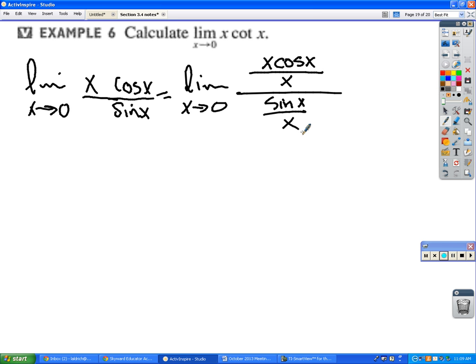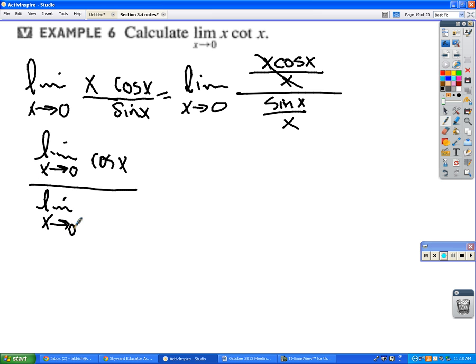Okay, so what can I do now on top? Take out an x. I can cancel the x, okay? And then one of the things that we learned about limits is that the limit of the quotient is the quotient of the limits. In other words, I can rewrite this as the limit as x approaches 0 of cosine of x divided by the limit as x approaches 0 of sine of x over x.